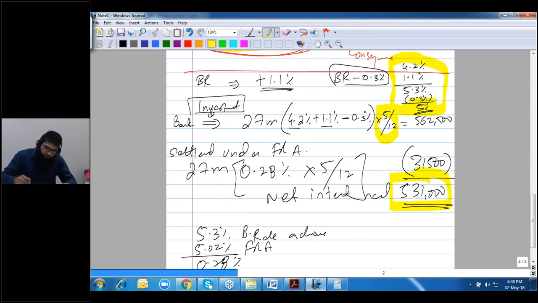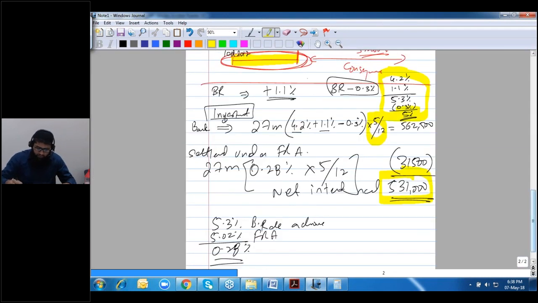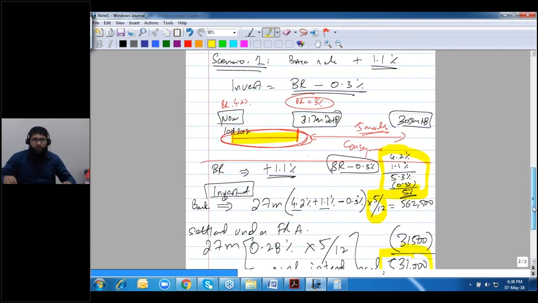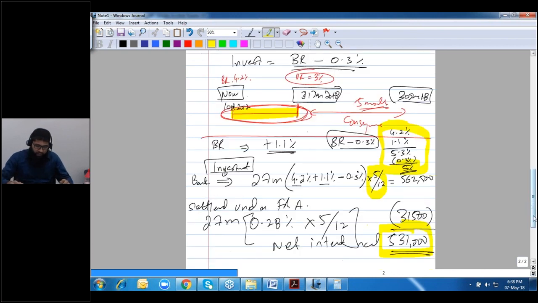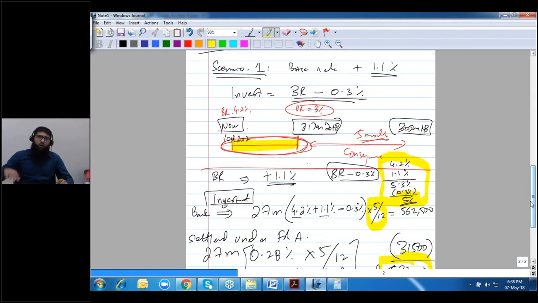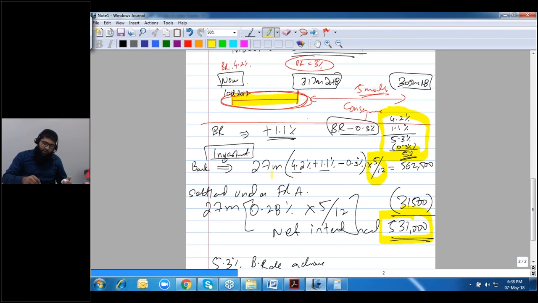Now, for those of you who have not been able to get complete hold of these calculations, let me give a quick explanation. When it comes to the FRA, the way we operate is that we would go on and invest normally in a bank. So we invested normally in a bank, and 27 million was invested into the bank at a base rate of 5.3% minus 0.3%. For a period of 5 months, we ended up getting a return of 562,500.